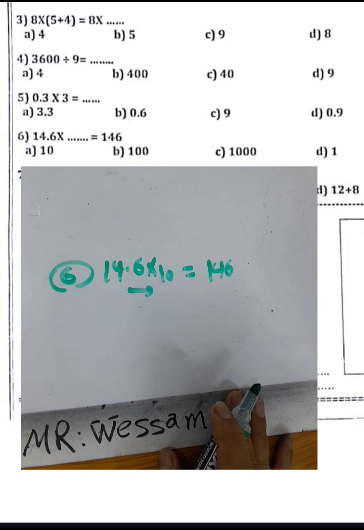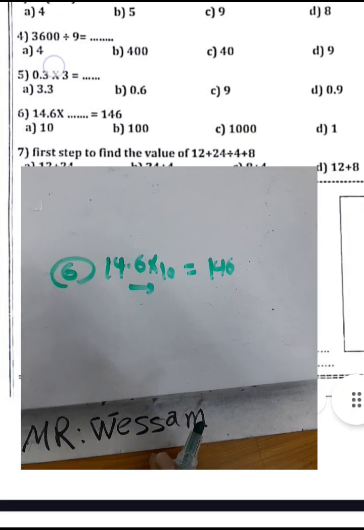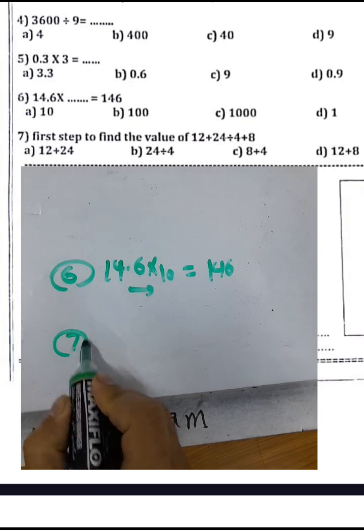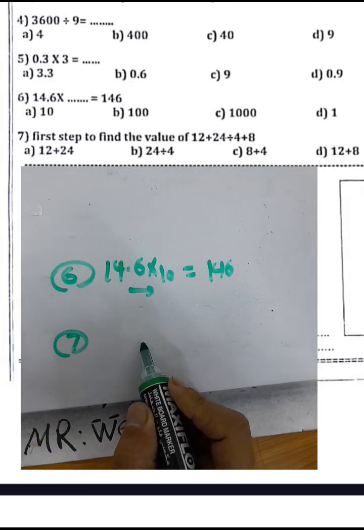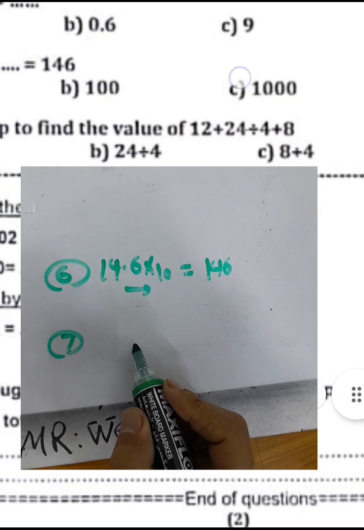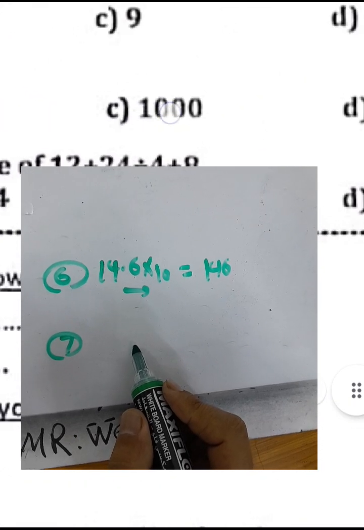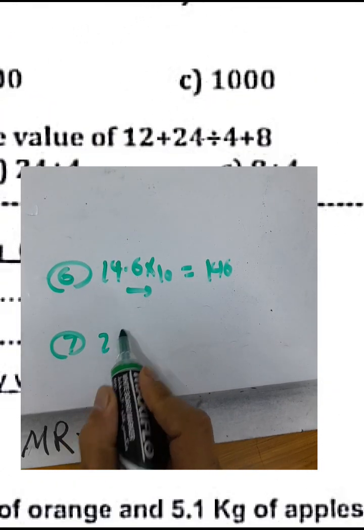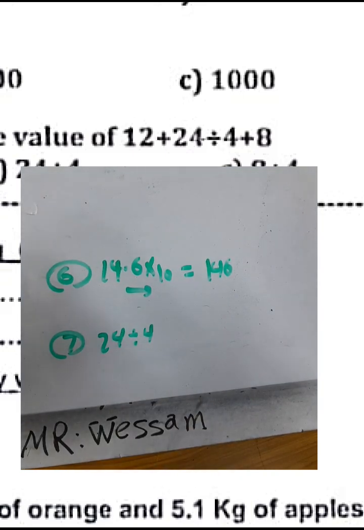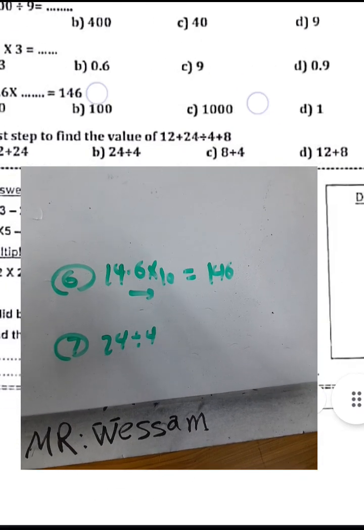Okay. Question 7. First step to find the result here about this expression. 24 divided by 4 first. Right, 24 divided by 4. It's the first step to find the solution about this expression. Answer the following here.